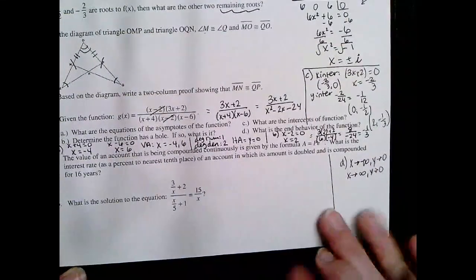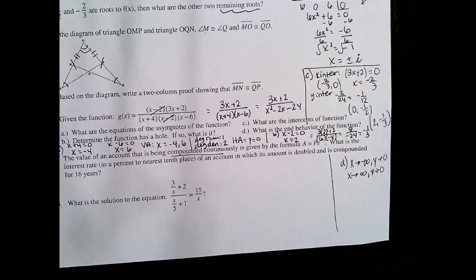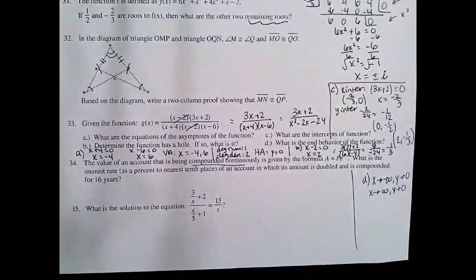Getting there, guys. 34, the value of an account that is being compounded continuously. That means we're going to use our e equation. Is given by the formula, and they give you the formula, which is so nice. A equals P times e raised to the rt. What is the interest rate as a percent to the nearest tenth place of an account in which its amount is doubled and compounded for 16 years?